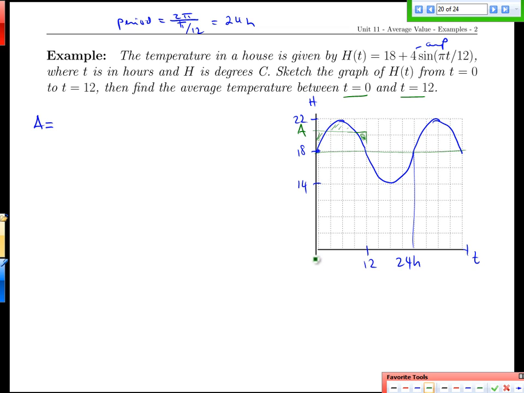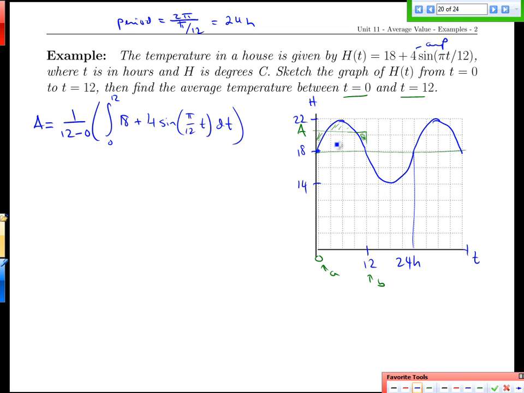So what do we have? We have our upper limit, that's B, and it's 12 in this case, and our lower limit is A, and that's 0 in this case. So we're spreading the temperature distribution here over the first 12 hours, so we get a 1 over 12 factor. And then we're going to multiply that by the integral, or the accumulation of h over those 12 hours, and we can just plug in our formula here: 18 plus 4 sine of pi over 12 t dt, close bracket. So we're going to take the area underneath this graph, and we're going to spread it out, so include this whole thing down to 0.